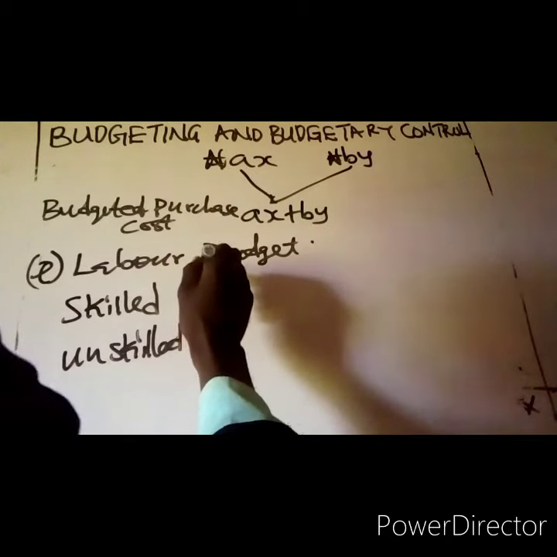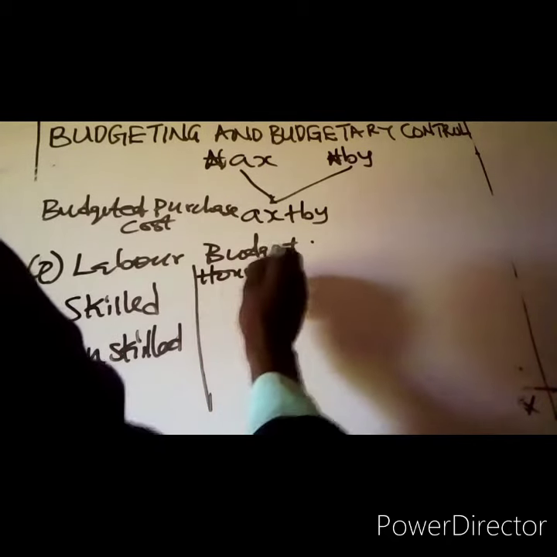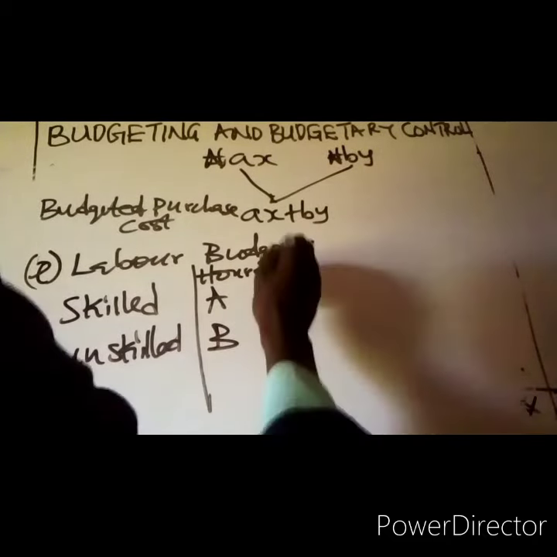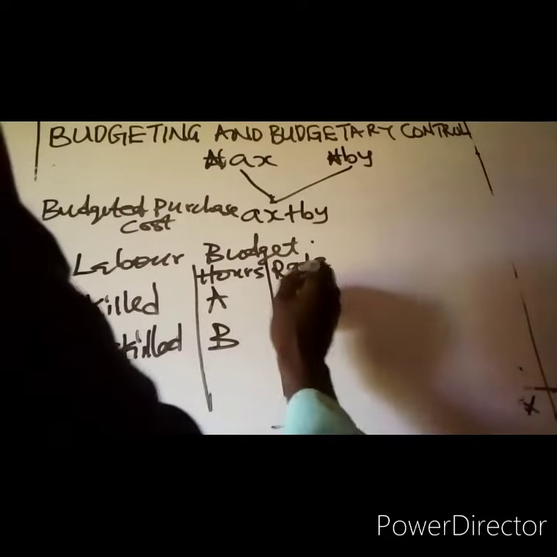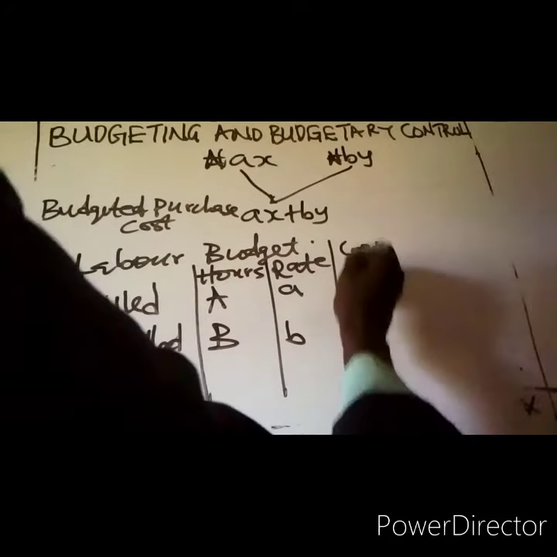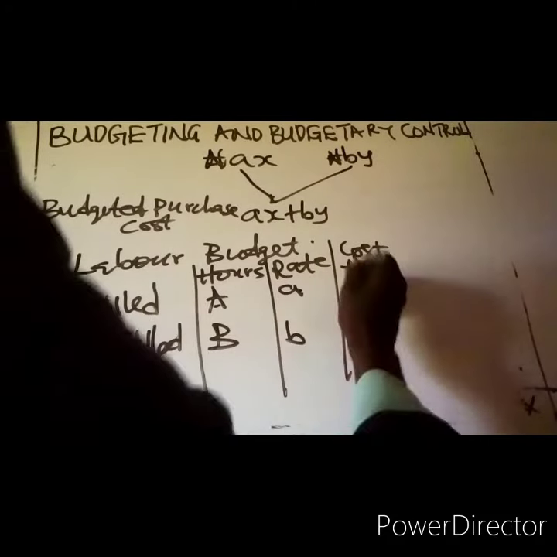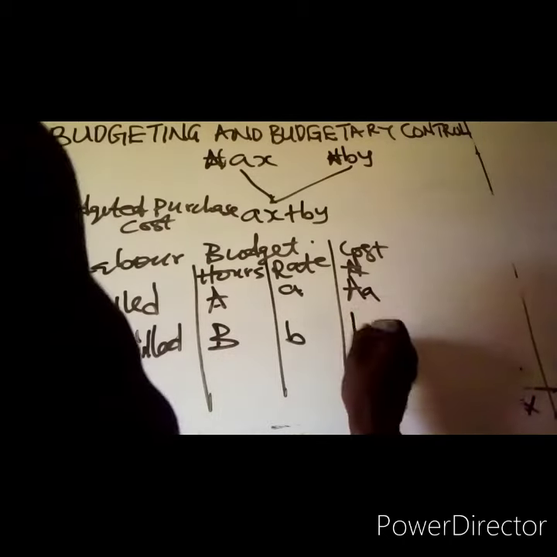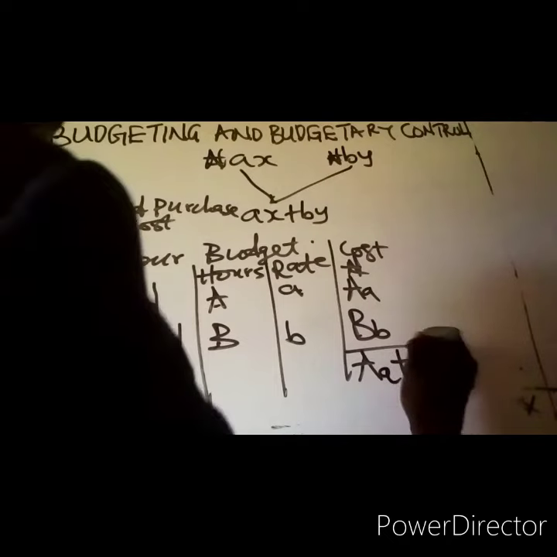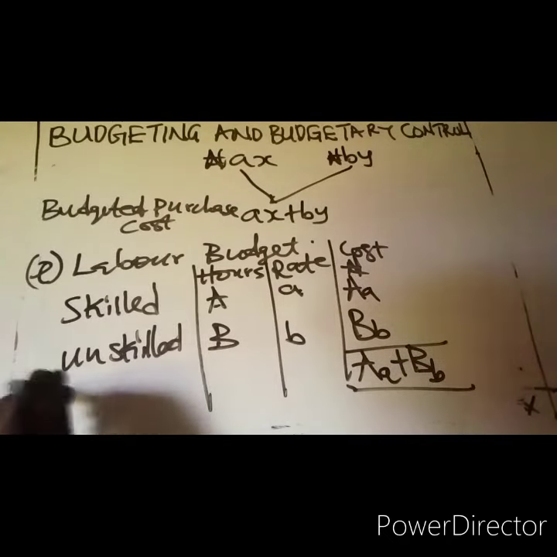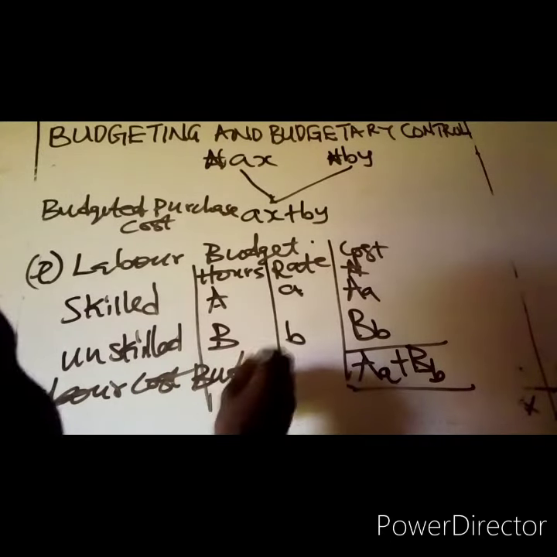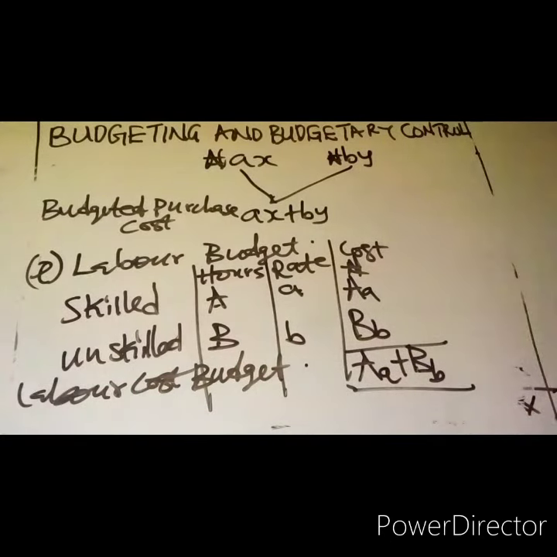These are the categories of labor. Then the budgeted hours for skilled labor, let's say, is A, and that of unskilled is B. The rate per hour, let's say, is A and B. So the labor cost now: when you multiply these, and sum it up, A plus B, this is the labor cost budget.